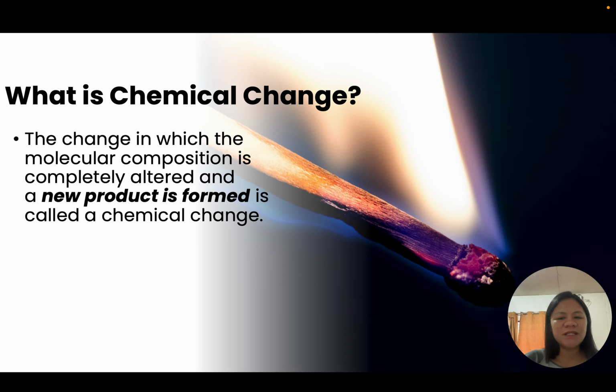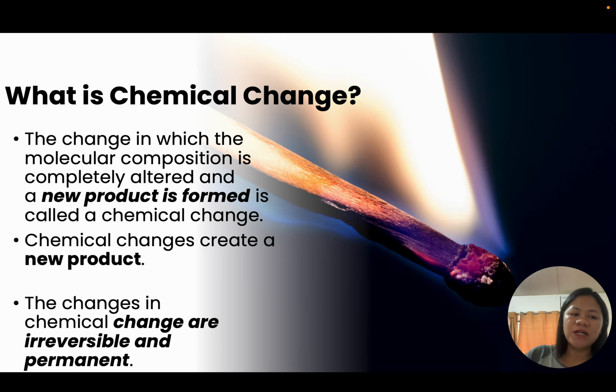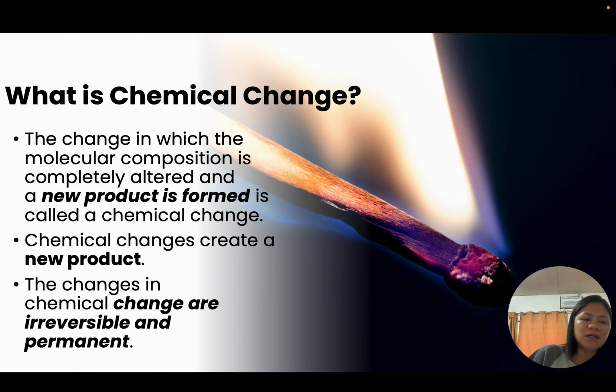The mass of the substance is altered during a chemical change. Either the mass is added or removed. So chemical changes create a new product. The changes in a chemical change are irreversible and, always remember, permanent. So just like the lighting of a matchstick.